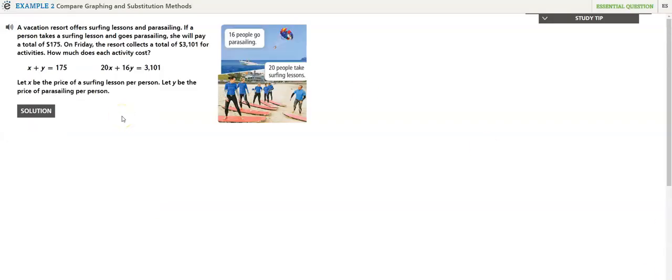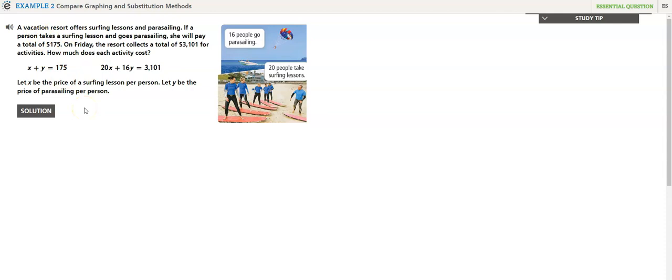All right, now we're really going to compare the graphing and substitution methods to see why we would use one versus the other, and why the substitution method is a little bit better than graphing because of how precise it can be.